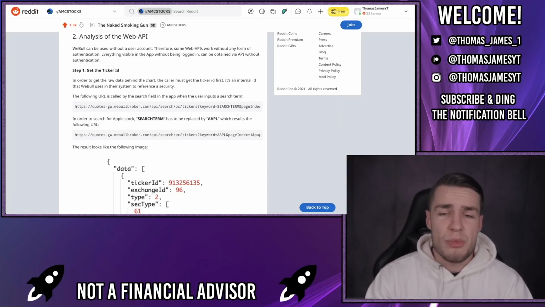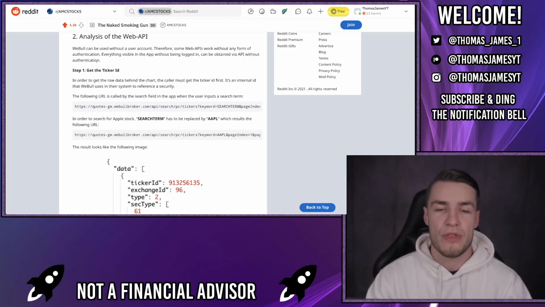He then explains that Webull can be used without a user account. Therefore, some web APIs work without any form of authentication. Everything is visible in the app without being logged in, and it can be obtained via API without that authentication.